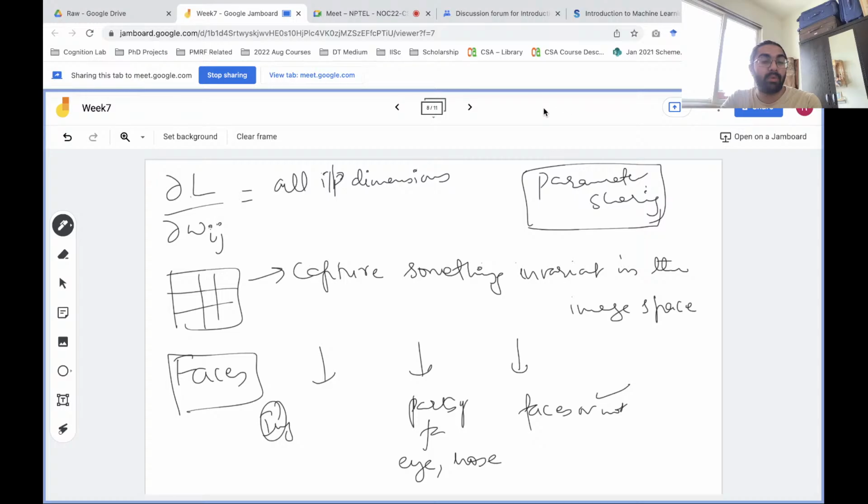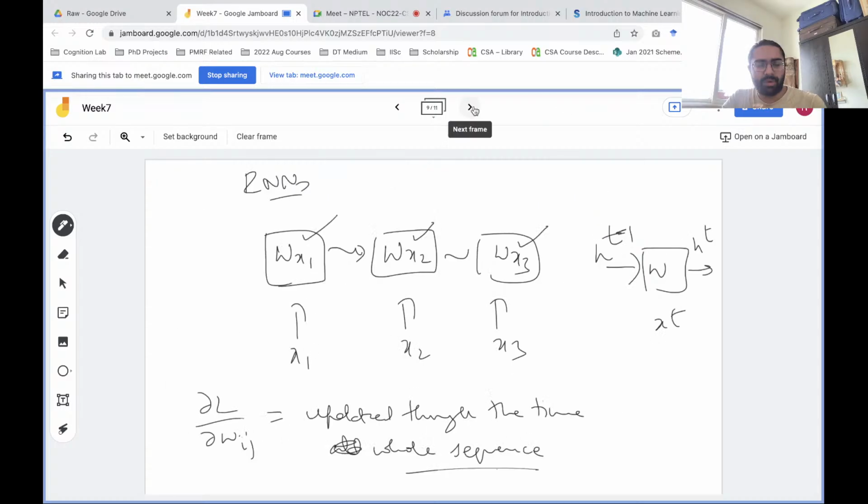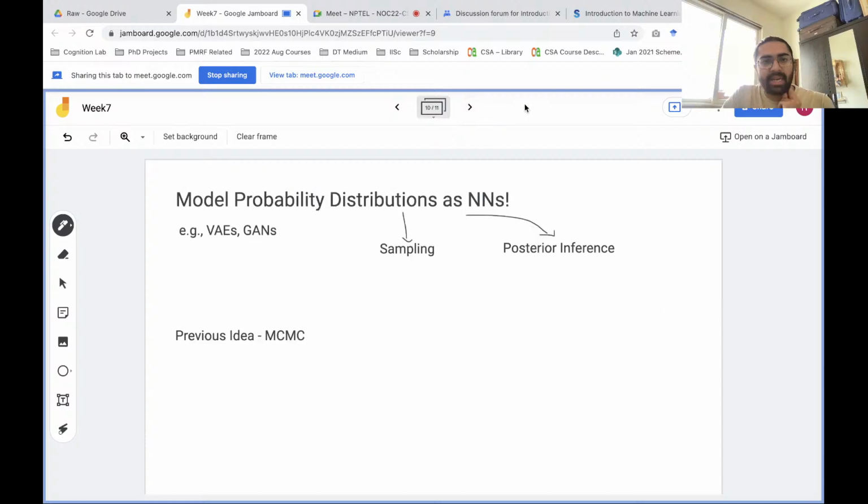Okay, so that's one idea which I wanted to discuss with respect to advanced neural networks. The other idea is modeling probability distributions as neural networks. This was a bit of a shock for me also when I started seeing something like this. So the idea is the following: let's say you want to generate a new face by learning about all the faces that you have in the world.